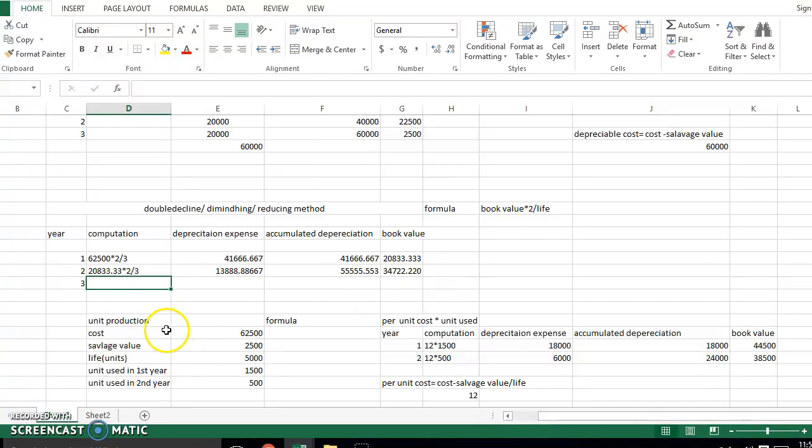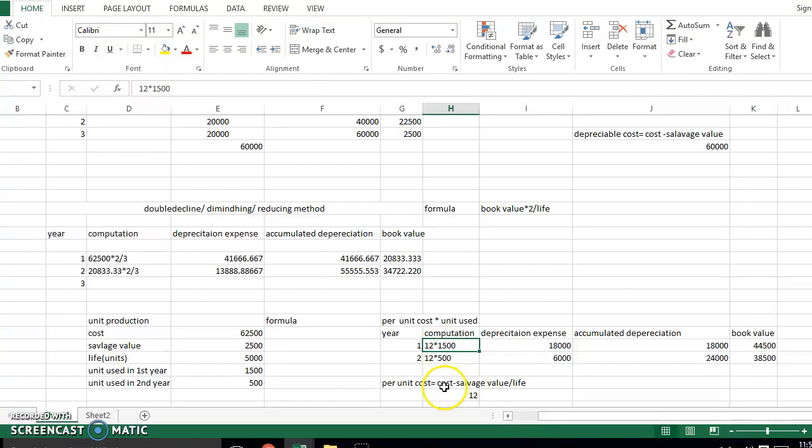Now we will move towards the unit production method. Actually, in the unit production method, we have a life in terms of units. It may be kilometers, hours, or any units, and we need to see how many units we have consumed and what is the per unit cost, which is the formula. So in the computation, we have 1500 units in the first year and 500 units in the second year, but we don't have the per unit cost.